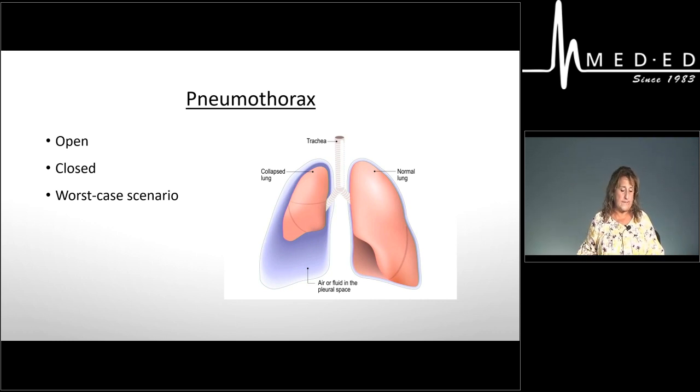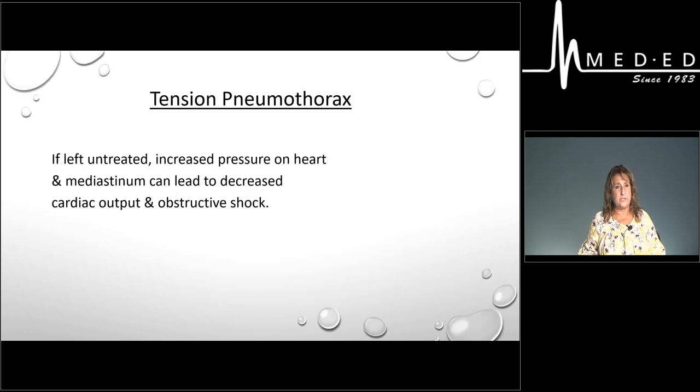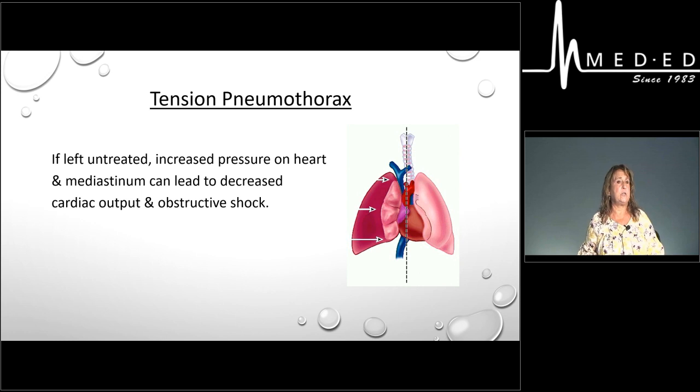And the worst case scenario is probably going to be your tension pneumothorax, where you have a closed pneumothorax, but it's under so much pressure and it's not been resolved that we've caused shifts in the pulmonary structures. So if left untreated, a tension pneumothorax can put pressure on the heart and the mediastinum and cause a decrease in cardiac output and obstructive shock.